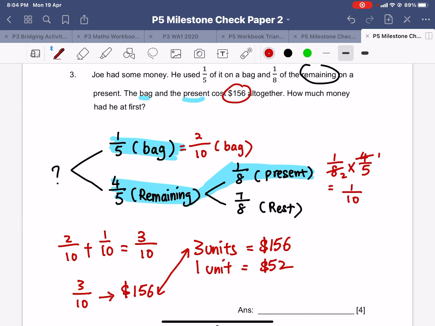How much money did he have at first? Now 10 units was the total denominator, right? So we just simply take 52 times 10. We will arrive at the answer 520.